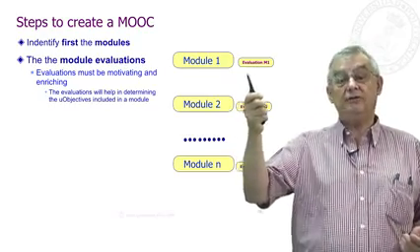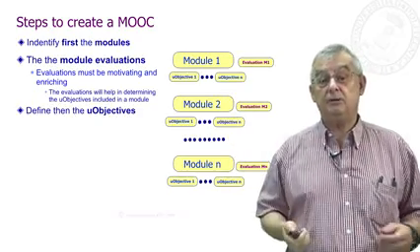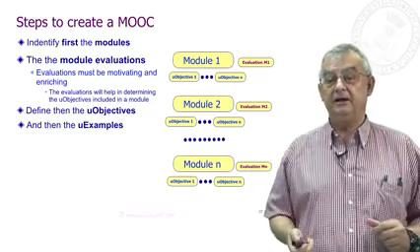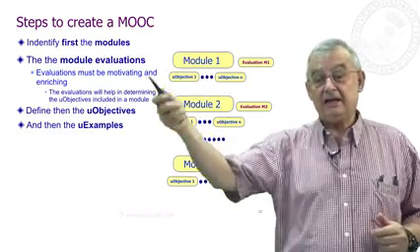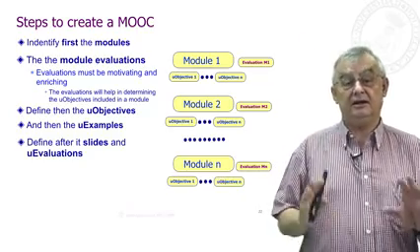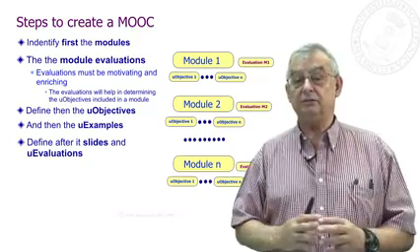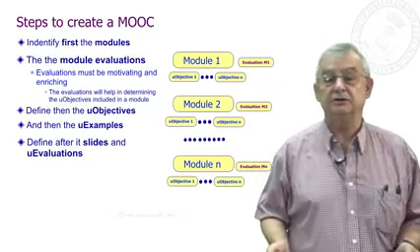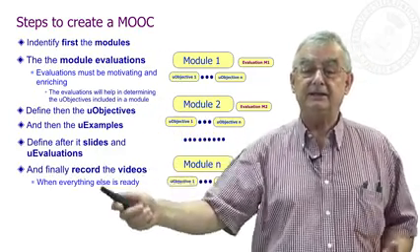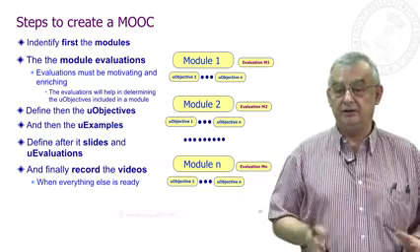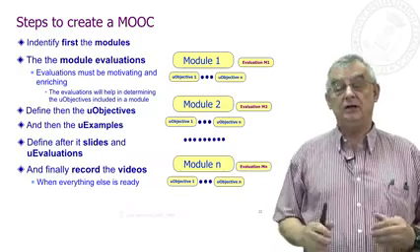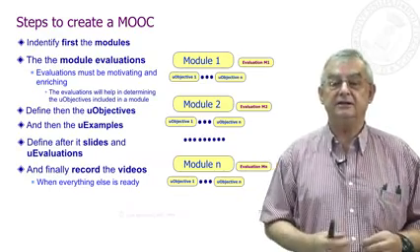Once you have this, you have a very good basis for identifying your micro-objectives and your micro-examples in this order, as we have already explained. And only when you have a clear identification of all this, we would recommend to start with the creation of the slides and the micro-evaluations. And only when all this is completely settled, then you should go to record your videos. Because if you make a change here and you have already recorded your videos, you will have to re-record lots of things, and this is very nasty.